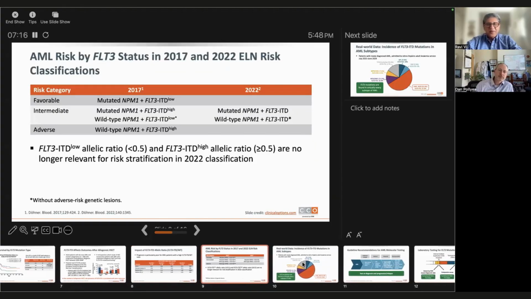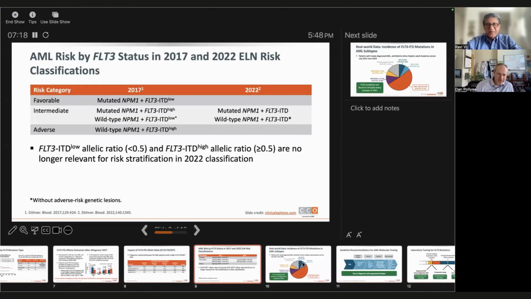So I guess that reflects somewhat in the recent, not too recent now, it's been a few years since the ELN risk classification was revised. Yeah, it's pretty amazing, and this is what progress looks like in the field. Back in 2017, before the widespread advent of FLT3 inhibitors, having a FLT3 ITD, particularly with wild type NPM1, was an adverse risk profile. But then by 2022, that moved up into the intermediate risk category.